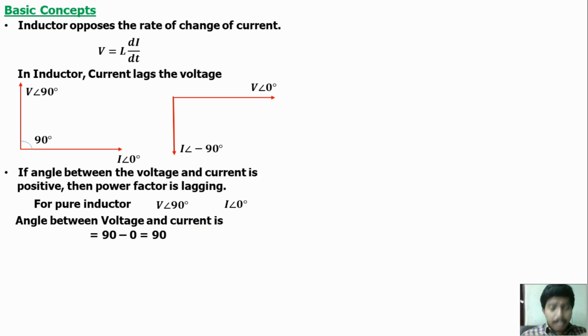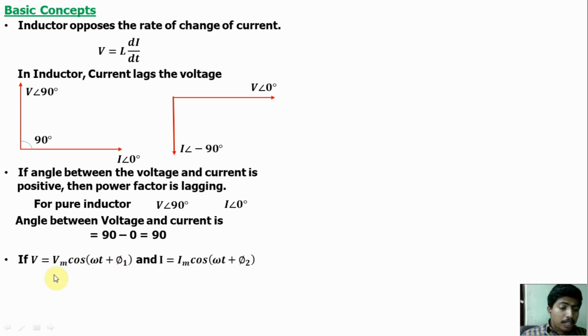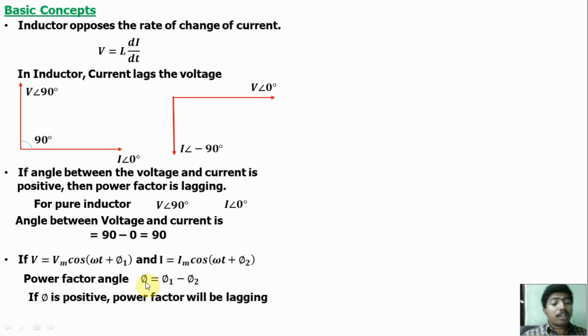Next, the third point. If voltage v is equal to Vm cos(omega t plus phi 1) and current i is equal to Im cos(omega t plus phi 2), the phase angle of voltage v is phi 1 and the phase angle of current i is phi 2. So the power factor angle is the difference between the angle of voltage and current. So phi is equal to phi 1 minus phi 2. This is the power factor angle. If the power factor angle is positive, then the power factor will be lagging. Power factor is equal to cos phi.